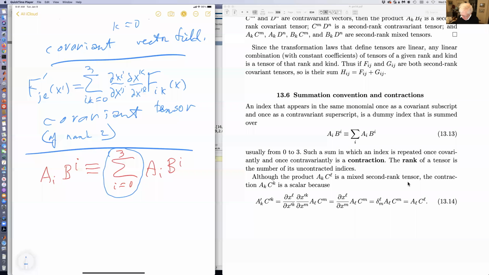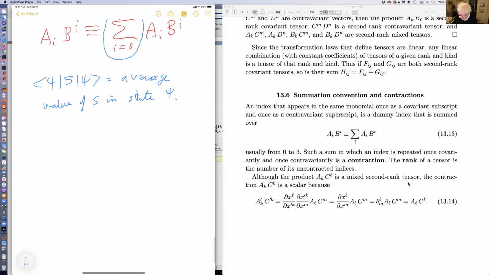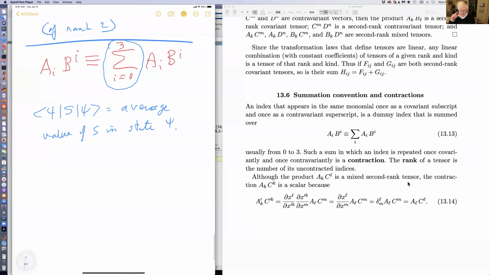And so, for example, if you have some state psi and some observable S, then this thing is the average value of the observable S in the state psi. If you instead use this stupid term expectation value, then you've just added a dozen syllables and no meaning whatsoever because the grammar is wrong.